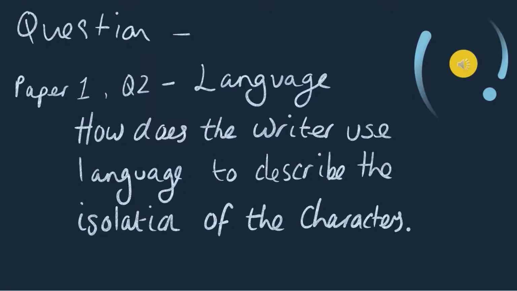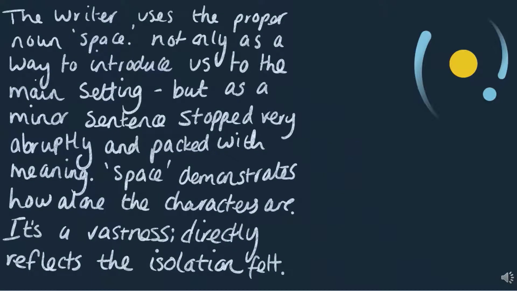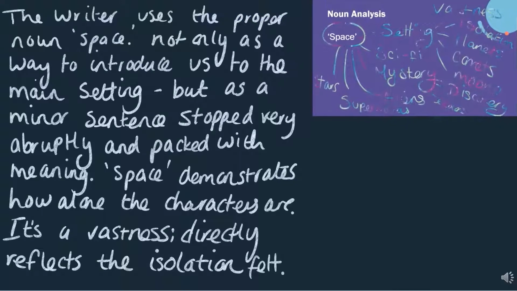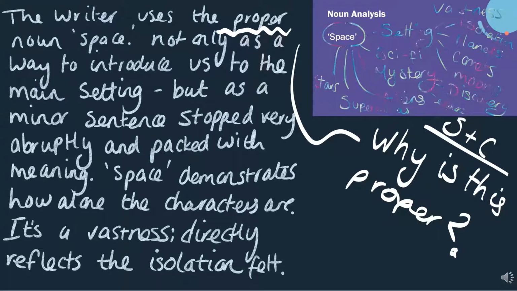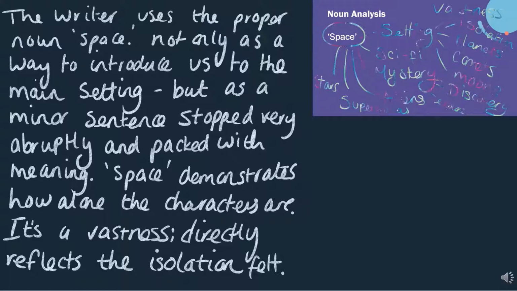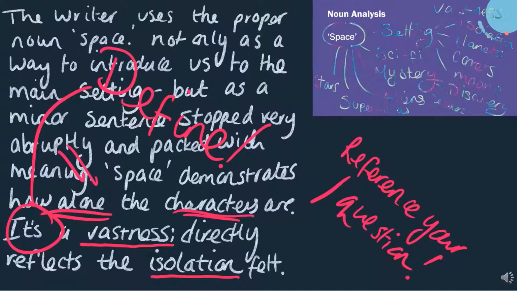So an example question would be paper 1 question 2, language. How does the writer use language to describe the isolation of the characters? So again, with the plan from before, we can use this from a language perspective as well. The writer uses proper noun space not only as a way to introduce us to the main setting, but as a minor sentence stopped very abruptly and packed with meaning. Space demonstrates how alone the characters are. Its vastness directly reflects the isolation felt.